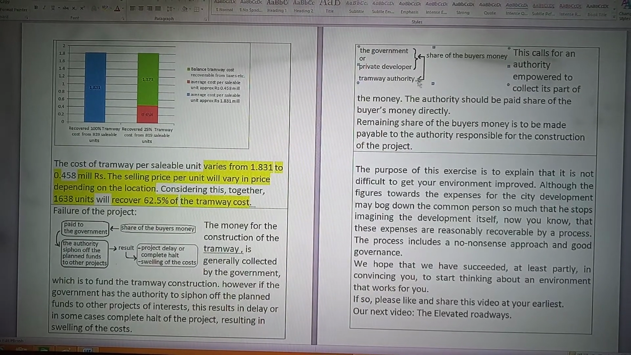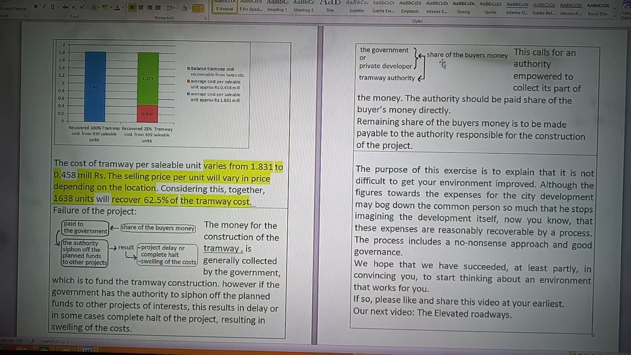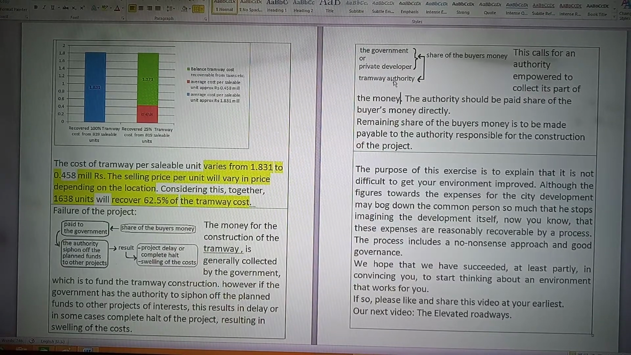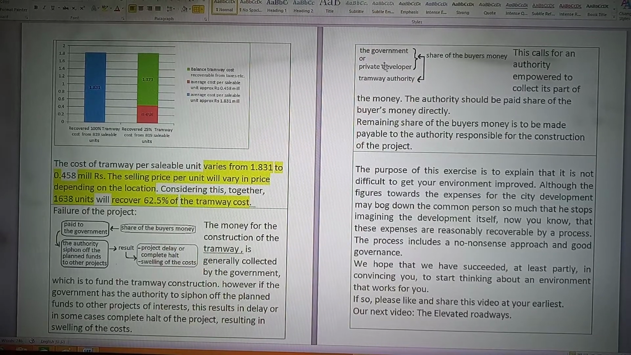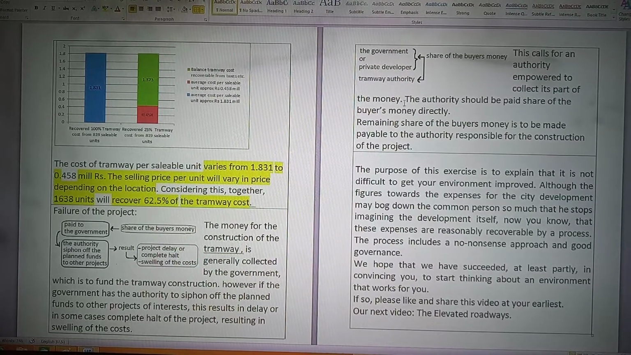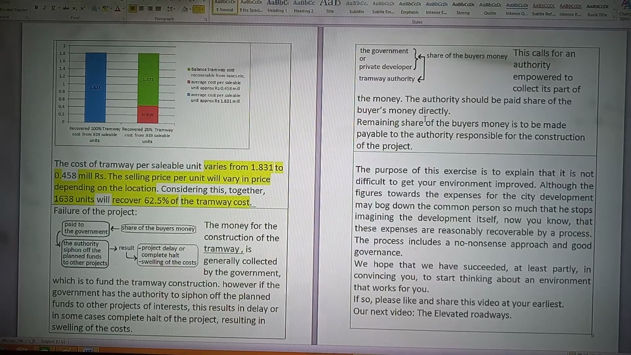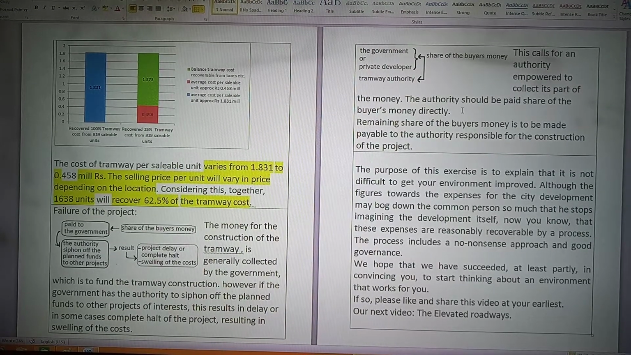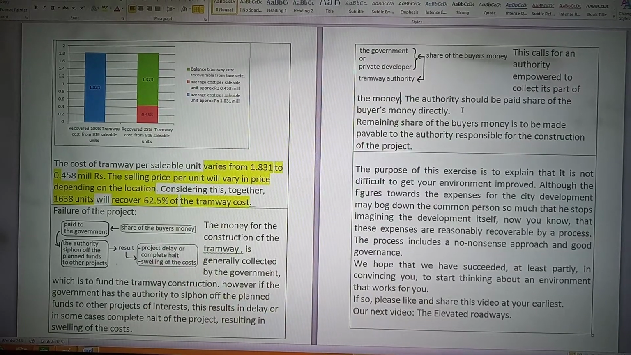Instead, if there is an authority, like in this case a tramway authority, and the funds are directly given to the tramway authority, and the construction funds are given to the government or private developer, then we feel that the project can come to a successful conclusion.